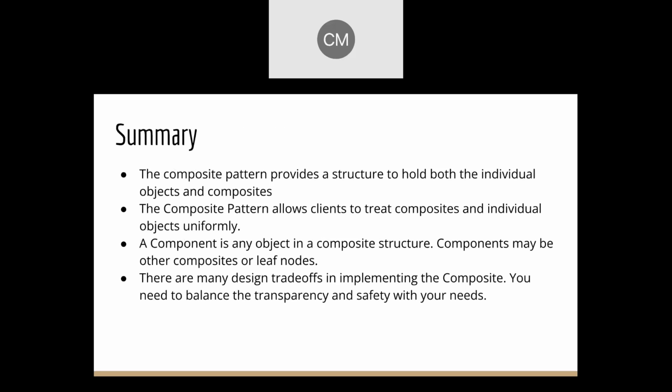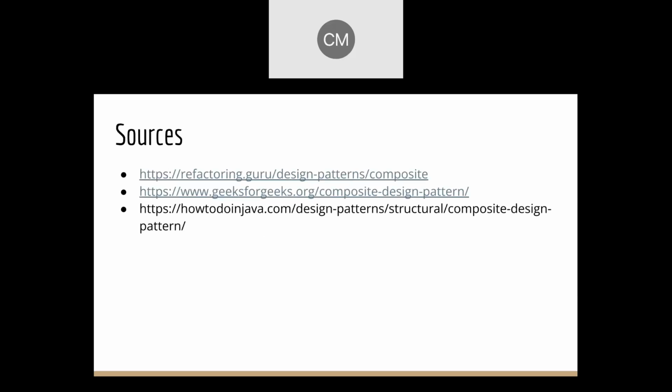So in summary, the composite pattern provides a structure to hold both the individual objects and composites. The composite pattern allows clients to treat composites and individual objects uniformly, or the same way. And a component is any object in a composite structure. Components may be other composites or leaf nodes.